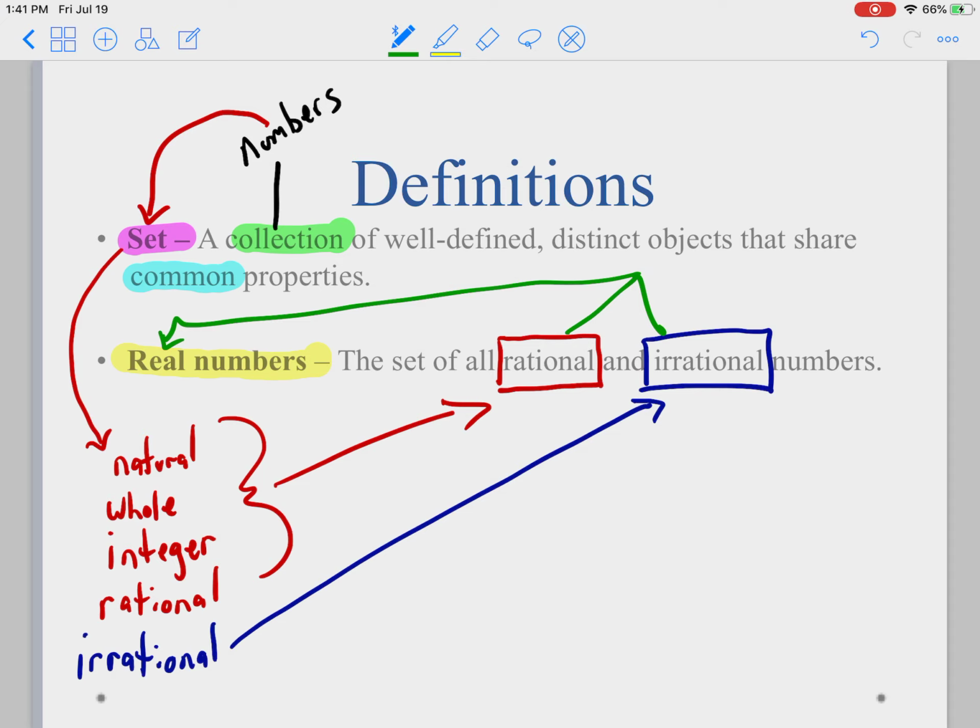So all the numbers that you're used to working with or having been familiar with up to this point, we consider and call real numbers.